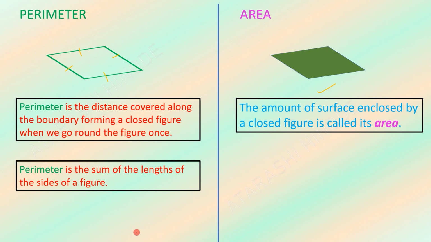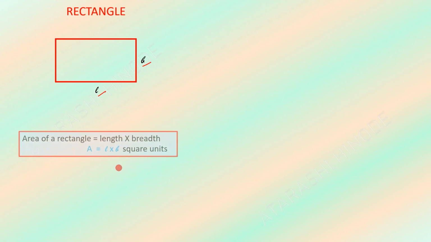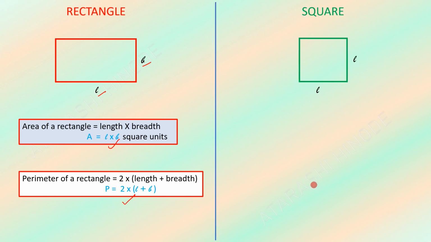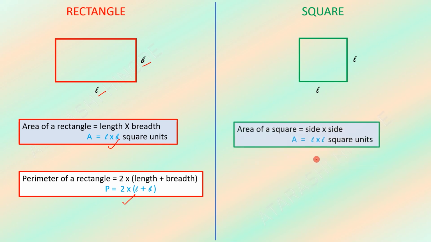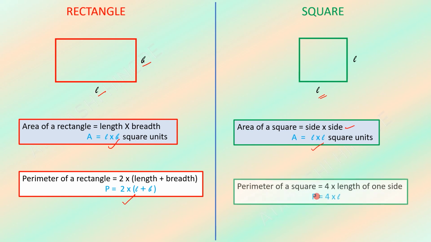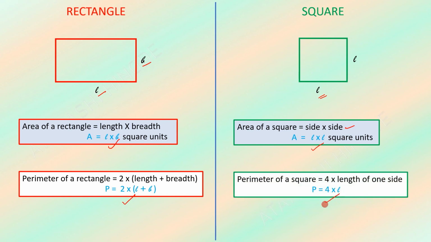Now let us recall the formulae that we have already learned. For a rectangle, if L is the length and B is the breadth, then its area will be L into B and perimeter will be 2 into (L plus B). And for a square, area will be side into side, that is L into L, where L is the length of one side, and perimeter will be 4 into L.